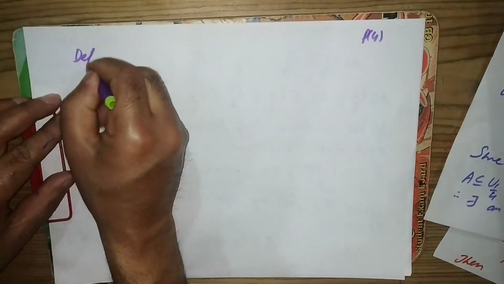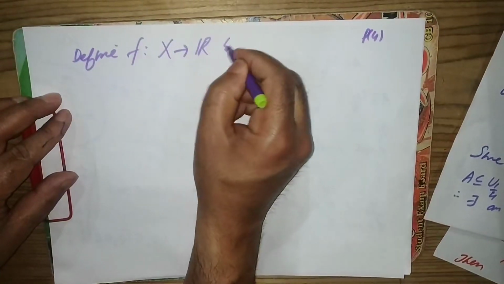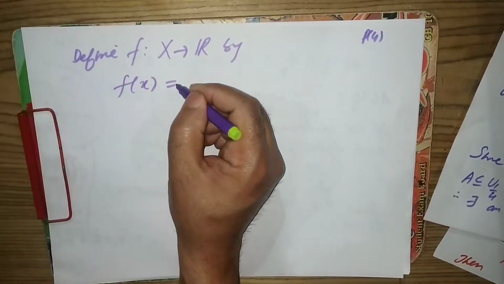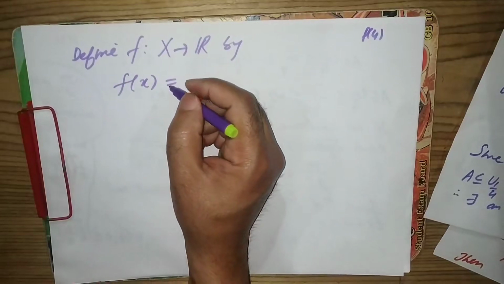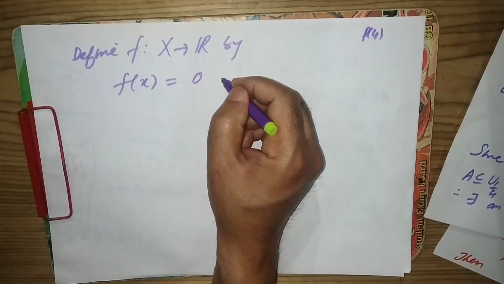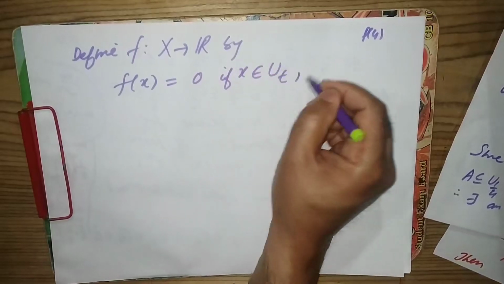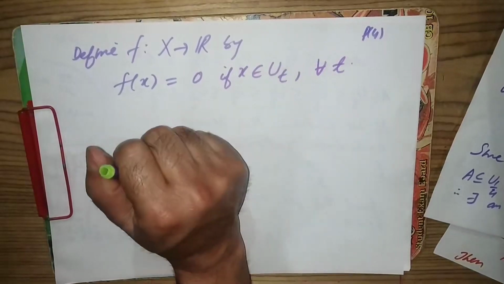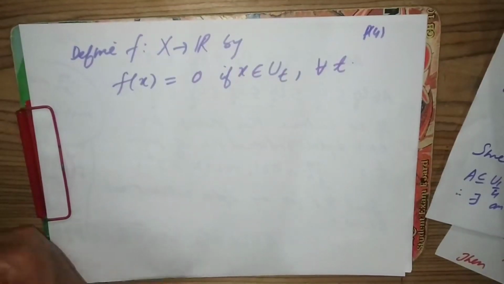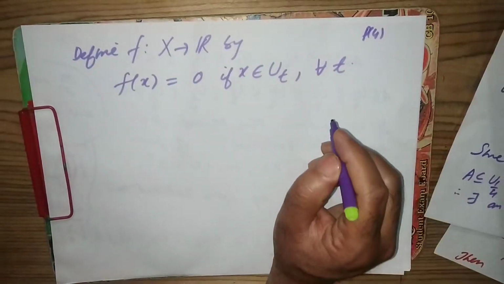Define f from X to R by f of X is equal to 0 if X belongs to U_t for every dyadic rational number t. It is in U_{1/2}, U_{3/4}, U_{1/4}, for every dyadic rational. For any dyadic rational number t, X belongs to U_t.